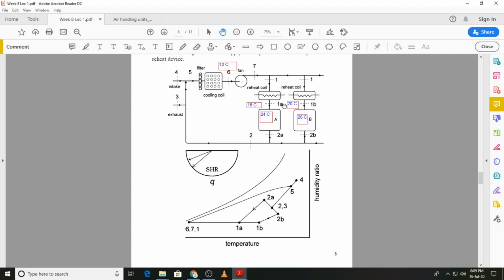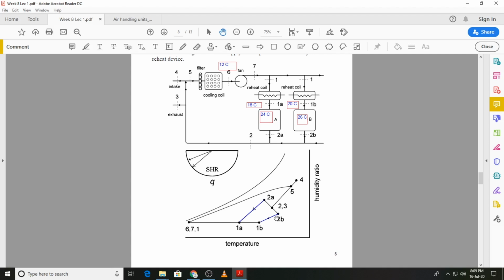Then from state 1A the air goes into zone A, and from 1B it goes into zone B. So these two lines over here, this line for example, is the space condition line or the load ratio line for zone A. Similarly, this line over here is the space condition line for zone B. And you can see due to the load there is an increase in the dry bulb temperature and humidity ratio. That means there is both a sensible and latent load.